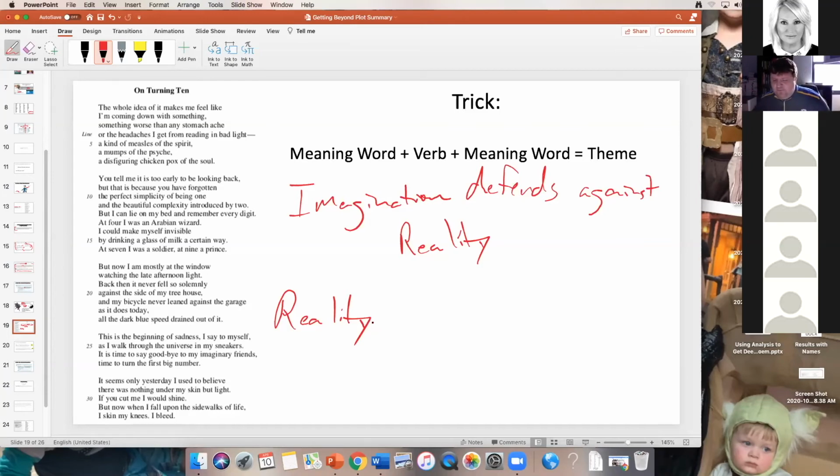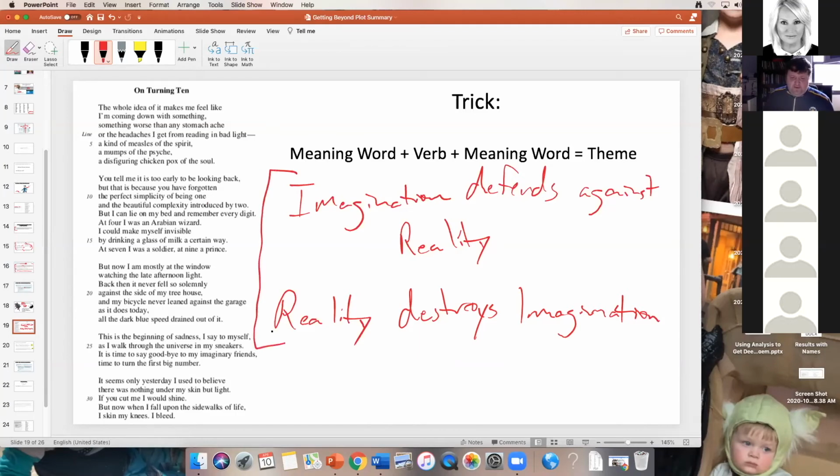So let's flip it around though. What does reality do to imagination in this poem? Breaks through, gets rid of it, fights imagination. I'll go a little further. I'll say reality destroys imagination. Now, both of these, I think, are possible interpretations about what this kid is beginning to learn as he turns 10 years old, okay?